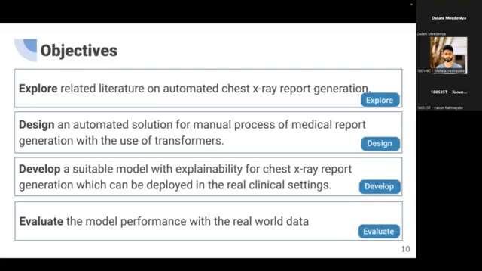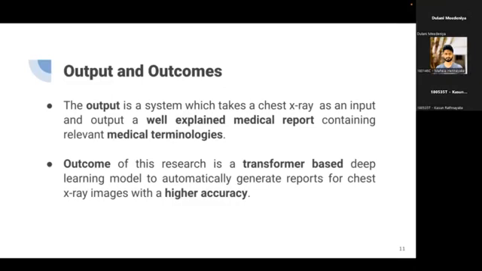And we have developed a suitable model with explainability, and we have evaluated the model performance with real world data. So next, the output of our system is a system which takes chest X-ray as an input and outputs a well-explained medical report containing relevant medical terminologies.